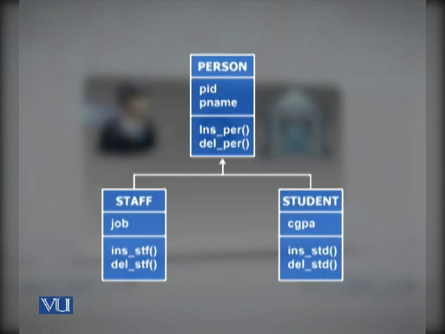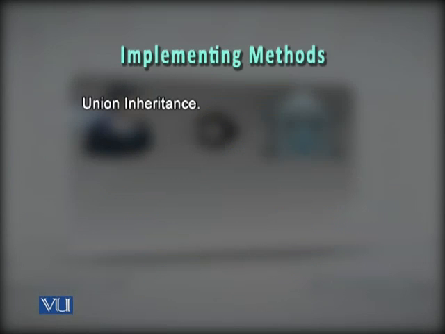Now we want to implement these classes using the object relational features. As we discussed previously, there are different types of inheritance that are supported in Oracle. So first of all, we are going to see how to implement these methods that we have just discussed, and to implement the union inheritance.